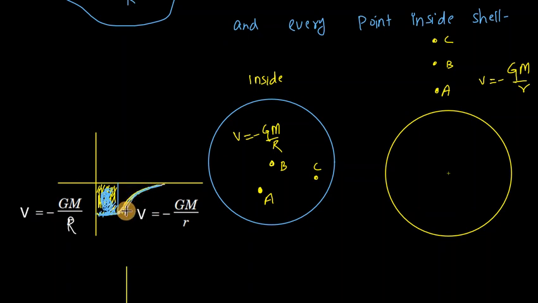This region shows gravitational potential outside the sphere, and this region shows gravitational potential is constant, correct. Gravitational potential is negative, therefore it is taken along the negative y axis. This region shows gravitational potential of the thin spherical shell inside, and this shows gravitational potential of the thin spherical shell outside. Thank you.